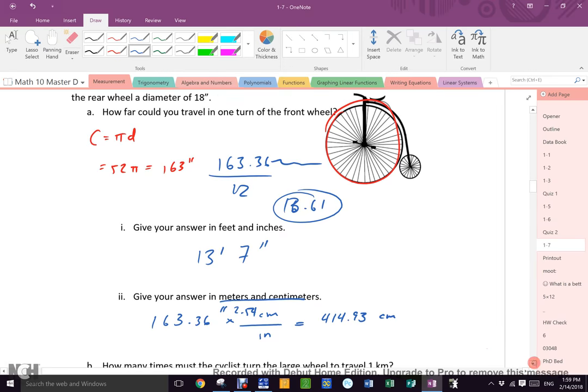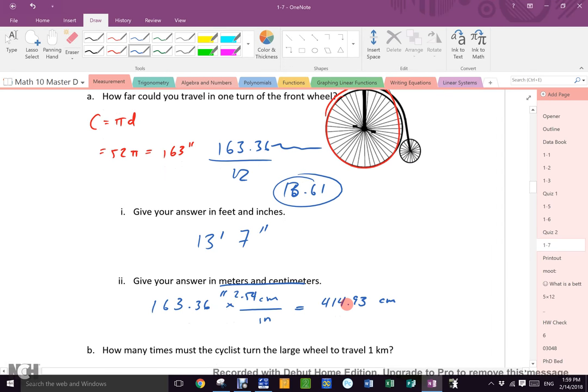What do I want? Meters and centimeters. What do I do with the decimal to go from centimeters to meters? I move it two spaces. 4 meters, 14 centimeters. Or, yeah, 14.93, you'd probably round it to 15, yeah? So 4 meters, 15 centimeters, which is also 4.15 meters, yes? Everybody's cool to there, yeah?